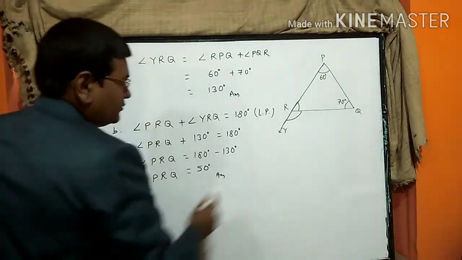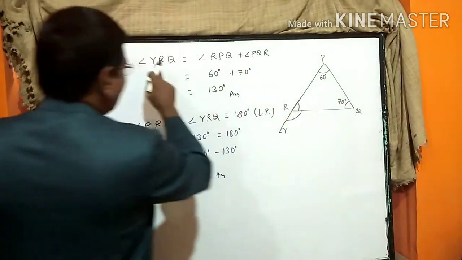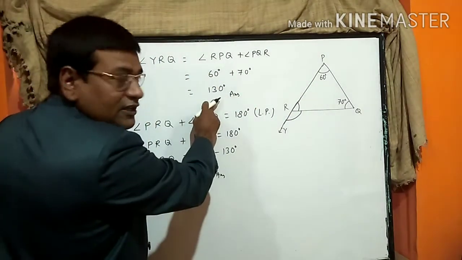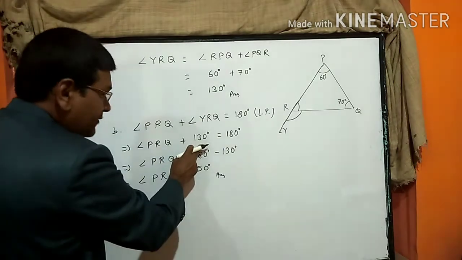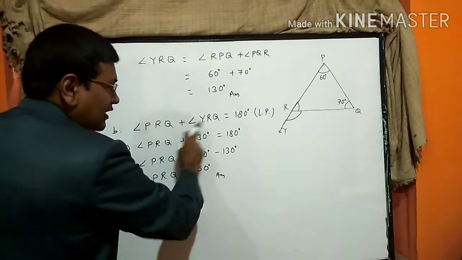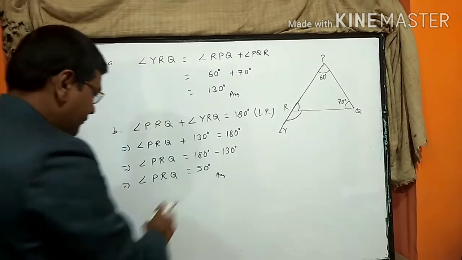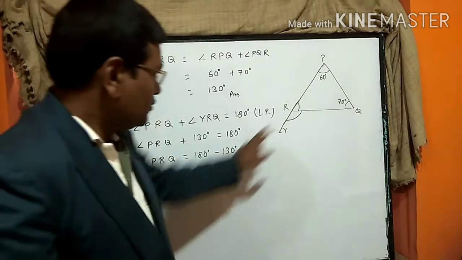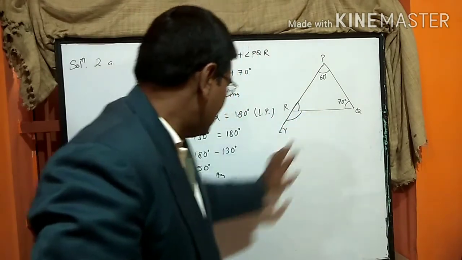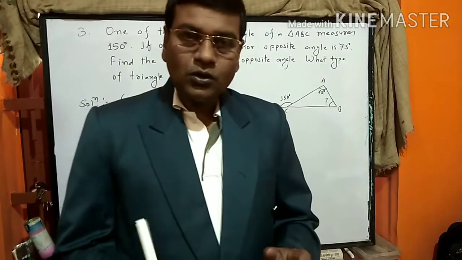Now put the value. YRQ equal 130 degree. Right here 130 degree. Now take this 130 to the right side. After subtraction it is 50 degree. So PRQ, this angle equals 50 degree. Now question number 3.